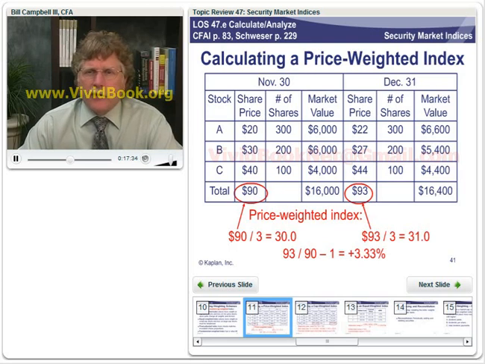On December 31st, the prices have changed to $22, $27, and $44 respectively. Notice we have the same number of shares outstanding. The value of the portfolio has gone up to $16,400.